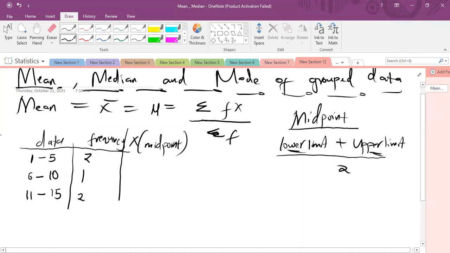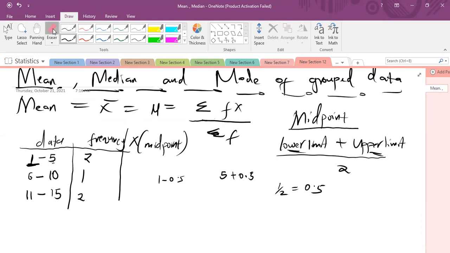Now, what's the lower limit? What's the upper limit? For this data set, in each group, look at the distance between this point and this point from one set to another. What is the distance? It is 1. Now 1 divided by 2 gives you 0.5, such that the lower limit of this point is 1 minus 0.5, and the upper limit is 5 plus 0.5. So note, guys, for the lower limit you subtract 0.5 from the lower point, and for the upper limit you add 0.5 to the upper point.